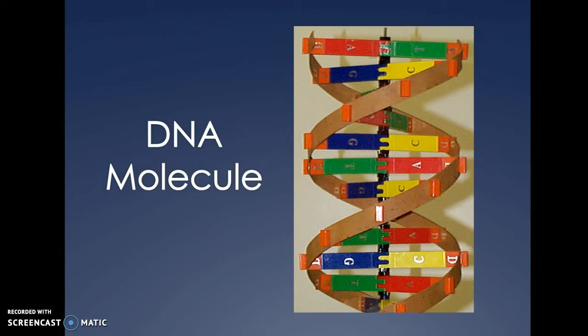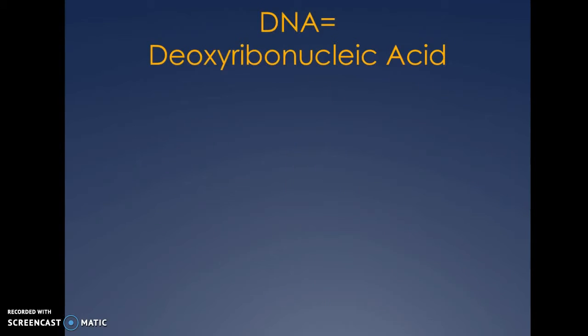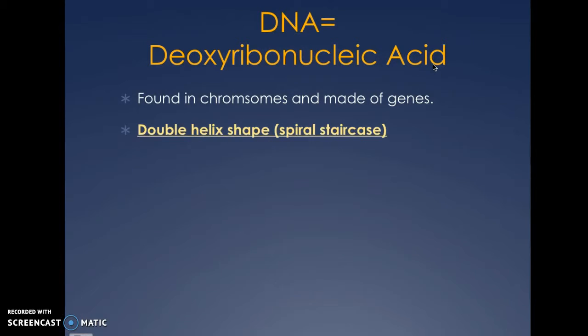This is a great picture of a DNA model, which we have actually a few of these throughout the class that really zoom in and enlarge what a DNA molecule looks like, what it is made out of, all of its components. We're going to look a little bit further into that. So DNA, like I said, deoxyribonucleic acid is found in chromosomes and made of genes.